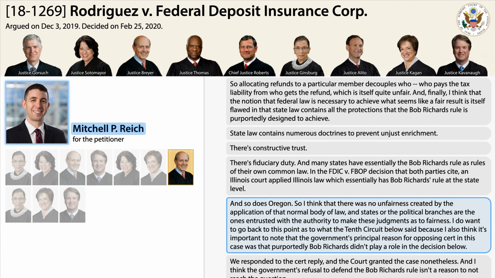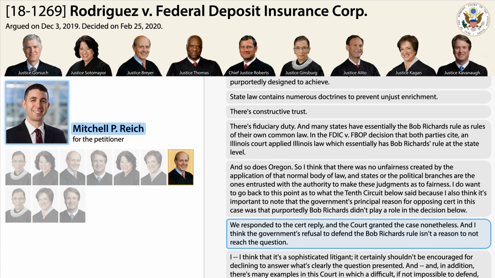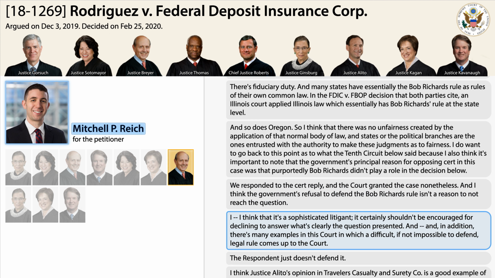I do want to go back to this point as to what the Tenth Circuit below said, because I also think it's important to note that the government's principal reason for opposing cert in this case was that purportedly Bob Richards didn't play a role in the decision below. We responded at the cert reply, and the court granted the case nonetheless. And I think the government's refusal to defend the Bob Richards rule isn't a reason to not reach the question. I think that it's a sophisticated litigant. It certainly shouldn't be encouraged for declining to answer what's clearly the question presented.